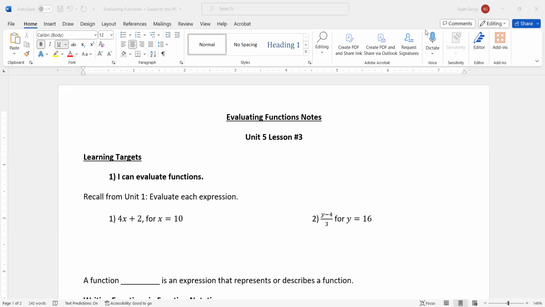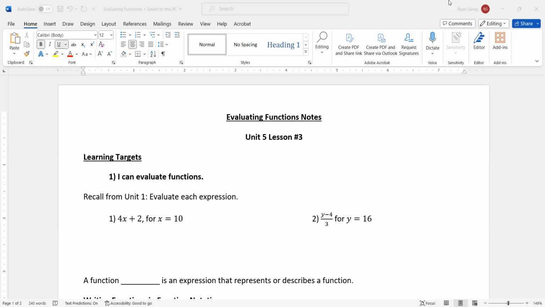All right, here we go with lesson 3. This is one that we will be using a lot moving forward. It's not hard, it's just definitely used a lot. Evaluating functions. So we've actually done this before. We just didn't call them functions. They were expressions that we evaluated.